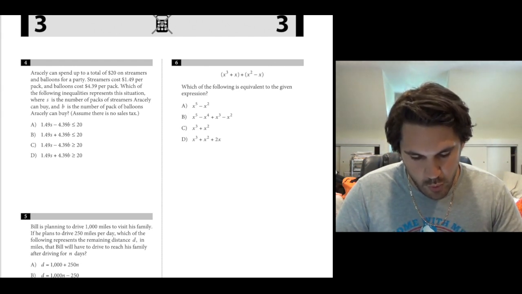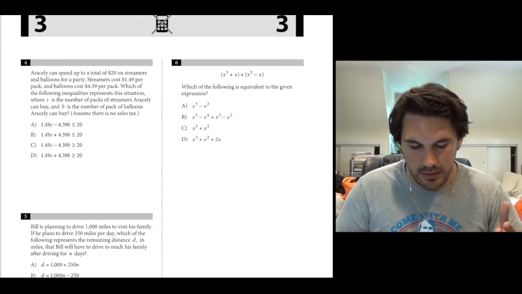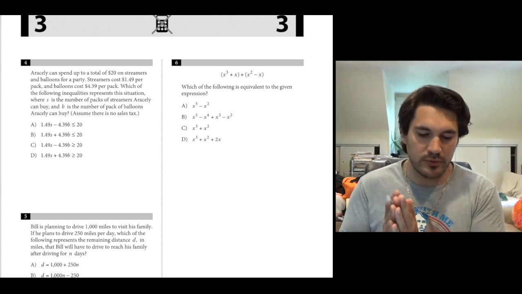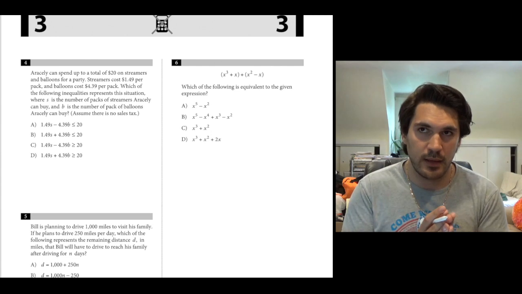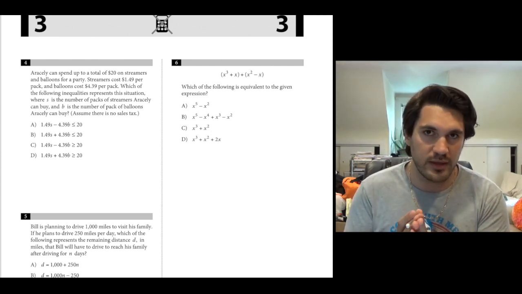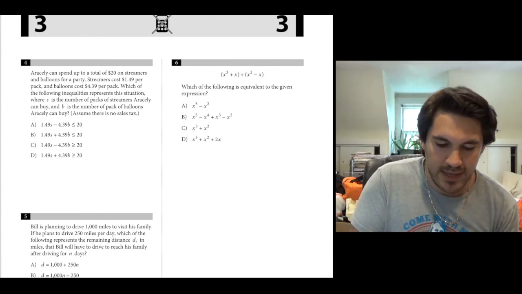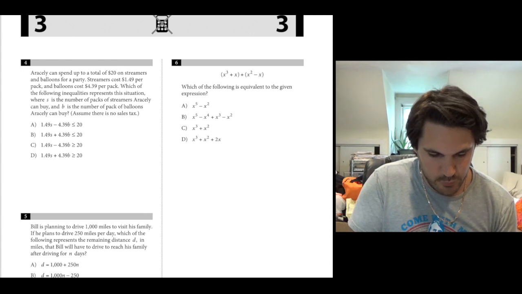Okay, so all we gotta do is, we know that it's gonna be $20 in total. If the streamers are $1.49 each, and the balloons are $4.39 per pack, when we take the number of streamers and multiply it by $1.49 and add that to the number of balloons multiplied by $4.39, that should be less than or equal to 20, which is going to be B. Oops, almost circled A.